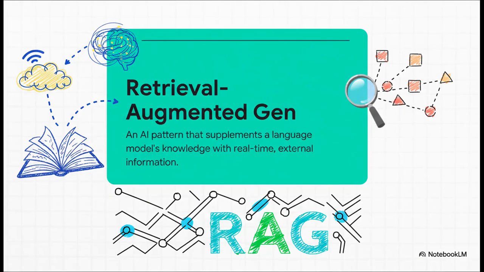A key pattern on this new map is something called RAG. The best way to think about it is like giving a super smart AI a library card and an internet connection. Before it answers your question, it goes and looks up the latest, most relevant facts from your own data, which makes its responses way more accurate and trustworthy.